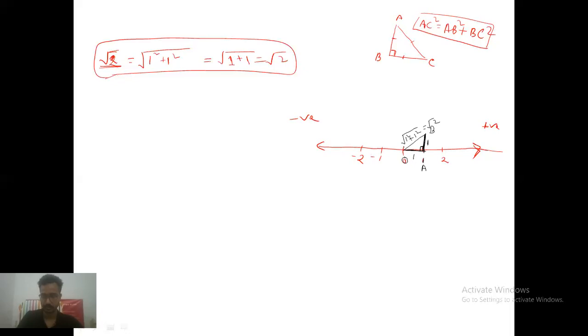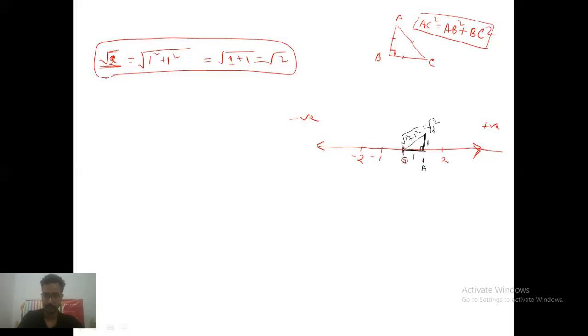We have to take out the compass. Taking O as the center and OB as the radius, listen carefully, we have to draw an arc.